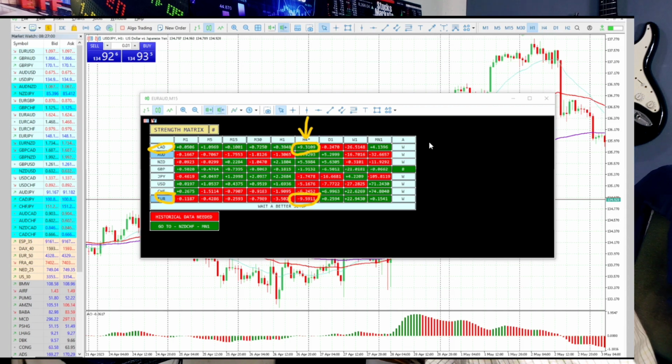Good. So what can you merge? We can say euro CAD, right? You can merge the euro with the CAD. Good. Euro CAD. What else is strong?